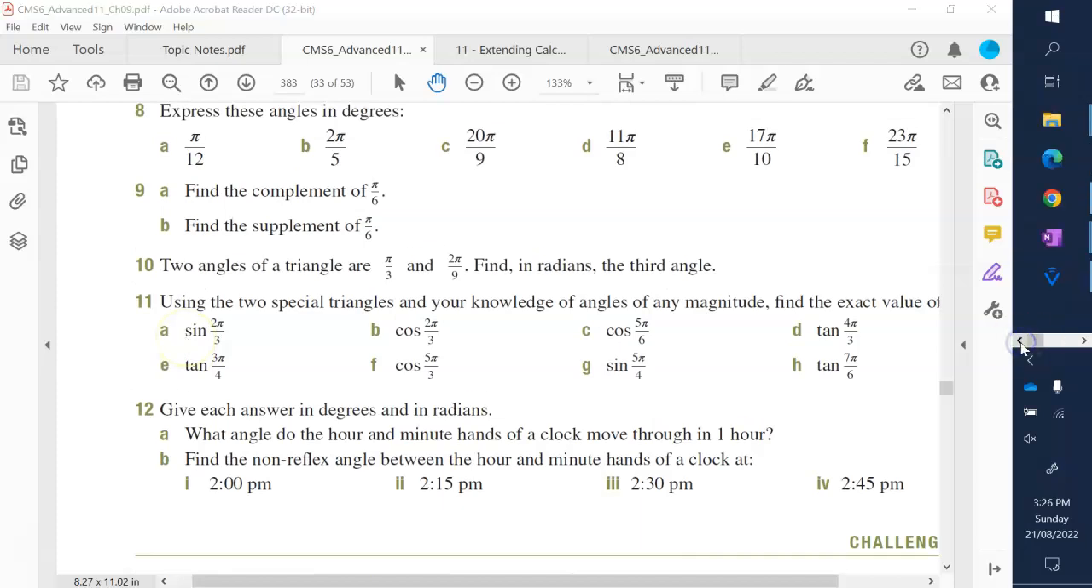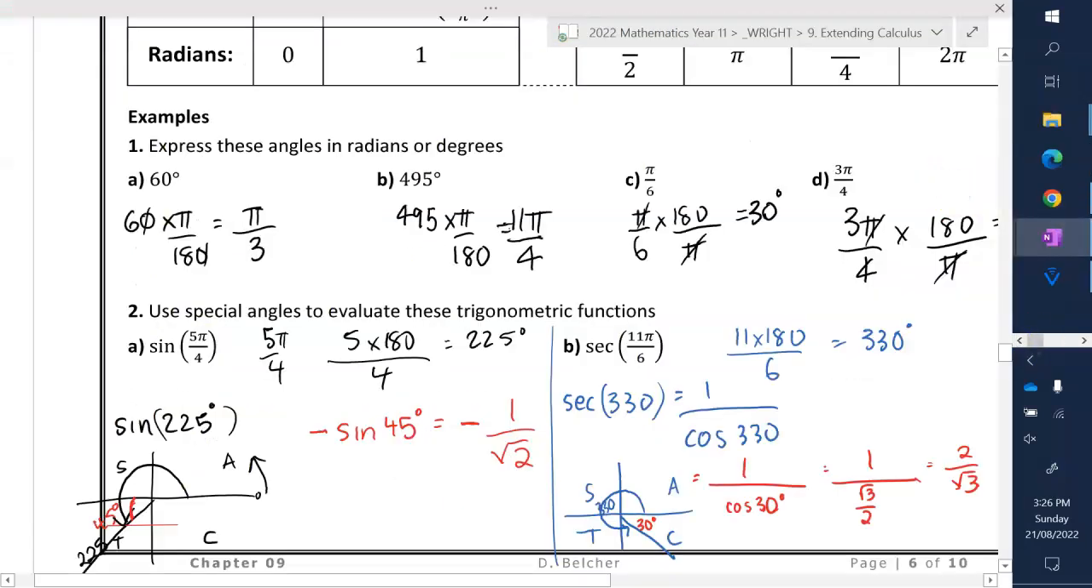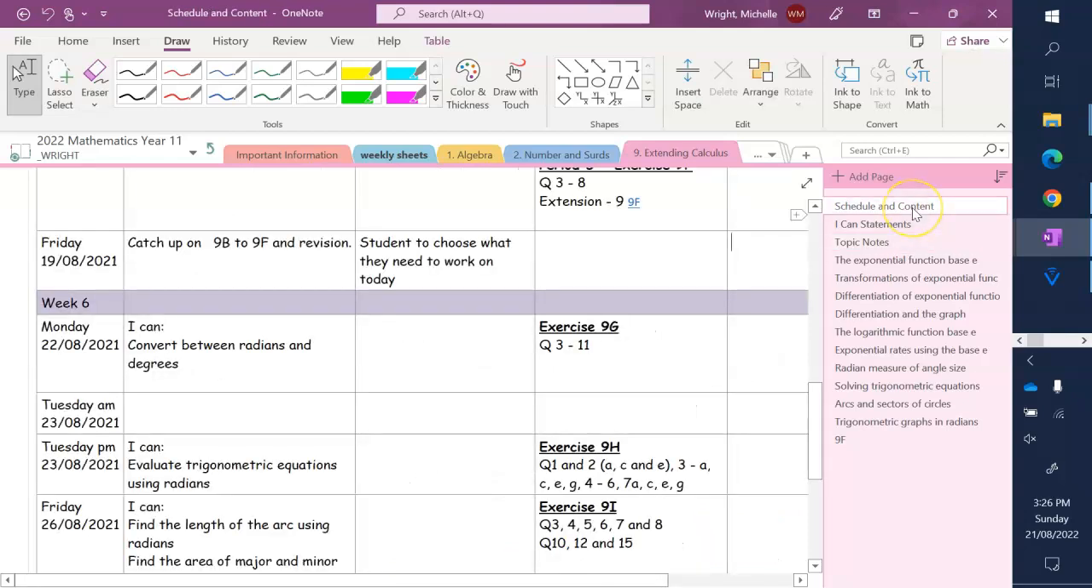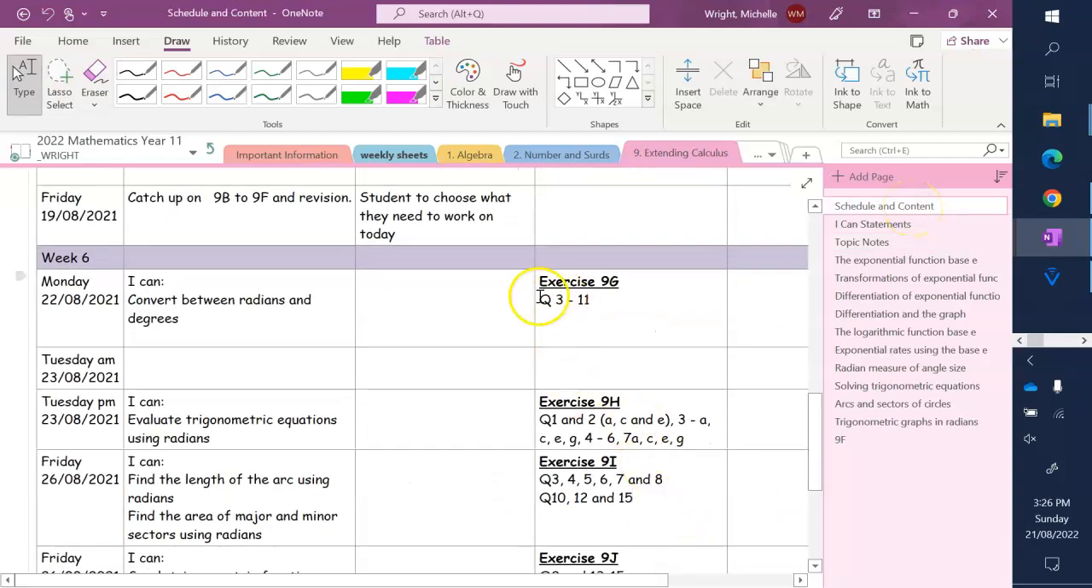If we jump back into our OneNote, you will see that in 9G, I've just popped on the schedule 3 to 11. I'd probably have a go at a couple in 1 and 2 as well, and I'll pop that in.